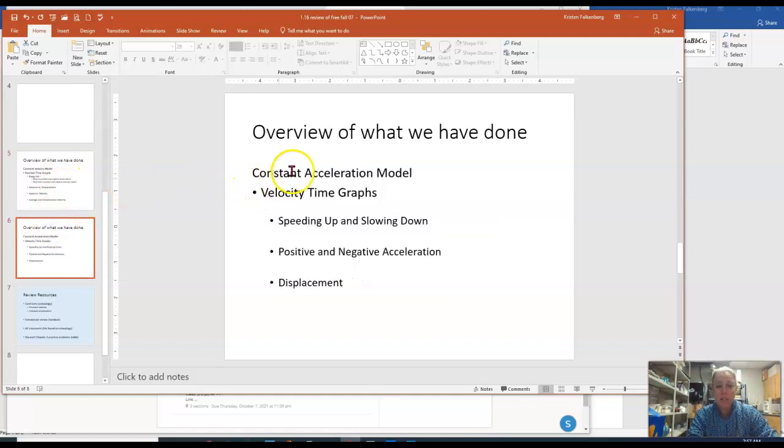And then we got into a constant acceleration model, and we started with velocity time graphs, understanding we could get velocity and time from them. We could also get displacement by finding the area contained between the data and our axes. We could see what was speeding up and slowing down from the velocity time graphs, and then learning that positive and negative acceleration didn't necessarily associate with speeding up and slowing down. It had to do with whether it is in line with the velocity, and therefore it would speed up, or whether the acceleration opposes the velocity, which would slow it down.